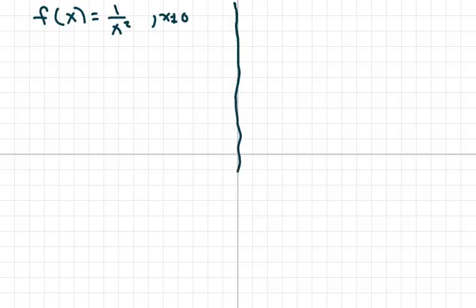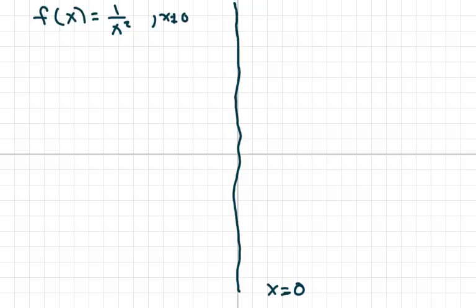The first thing we're going to do is just knowing what f of x equals 1 over x squared looks like. And I did the other reciprocal where it was just 1 over x. But basically, when you see something like this, we know that x cannot be 0. So we have a vertical asymptote here at x equals 0.